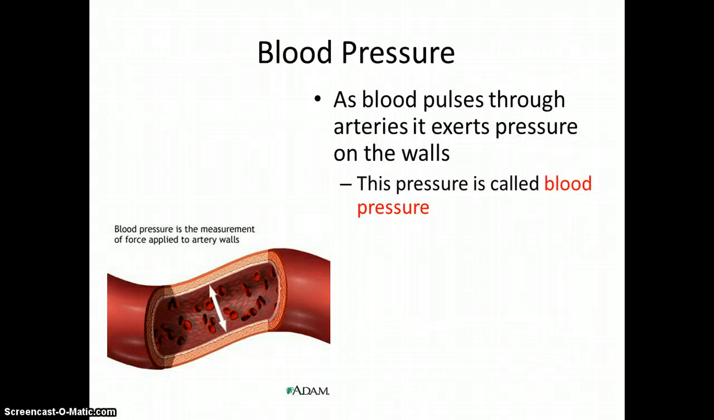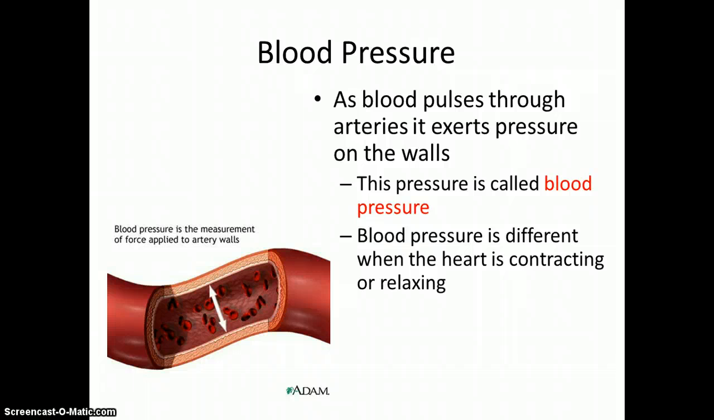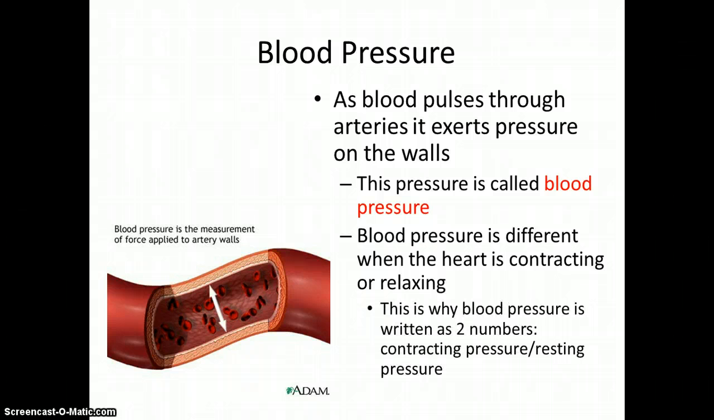In order to get an accurate picture of how much stress is being put on arteries, both numbers are measured as part of blood pressure. The pressure while the heart is contracting is reported first, then the pressure while the heart is relaxed. A normal blood pressure is less than 120/80.